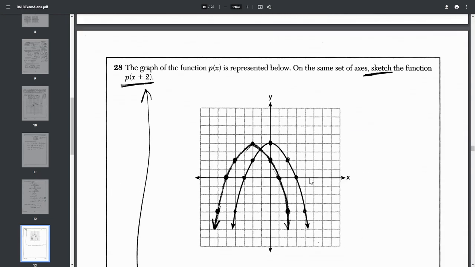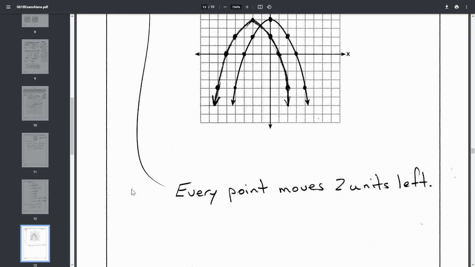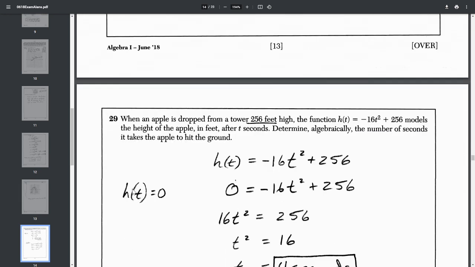Number 28 says take the graph that's already here and move it. They added 2 inside parentheses. When you add 2 inside parentheses, that means to move it to the left 2 units. So all you had to do for this question was draw the exact same graph 2 units to the left. And that's what he says.